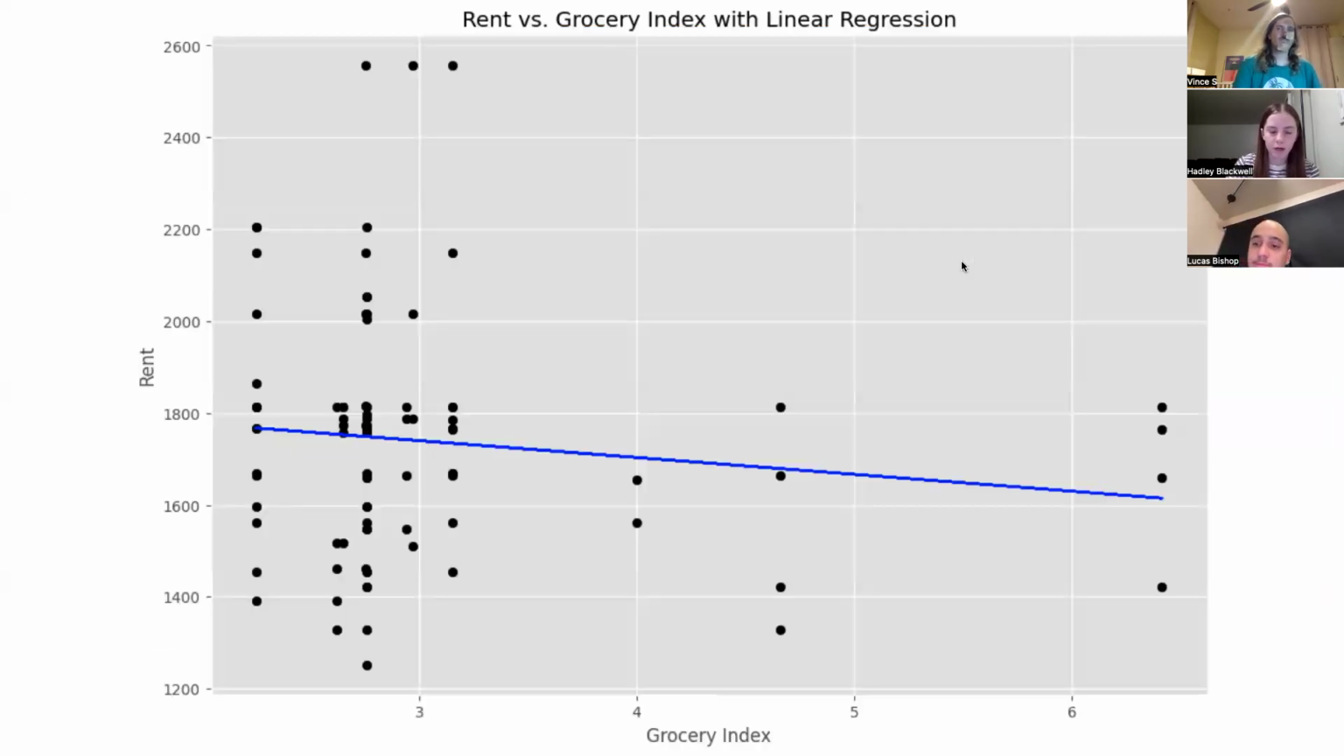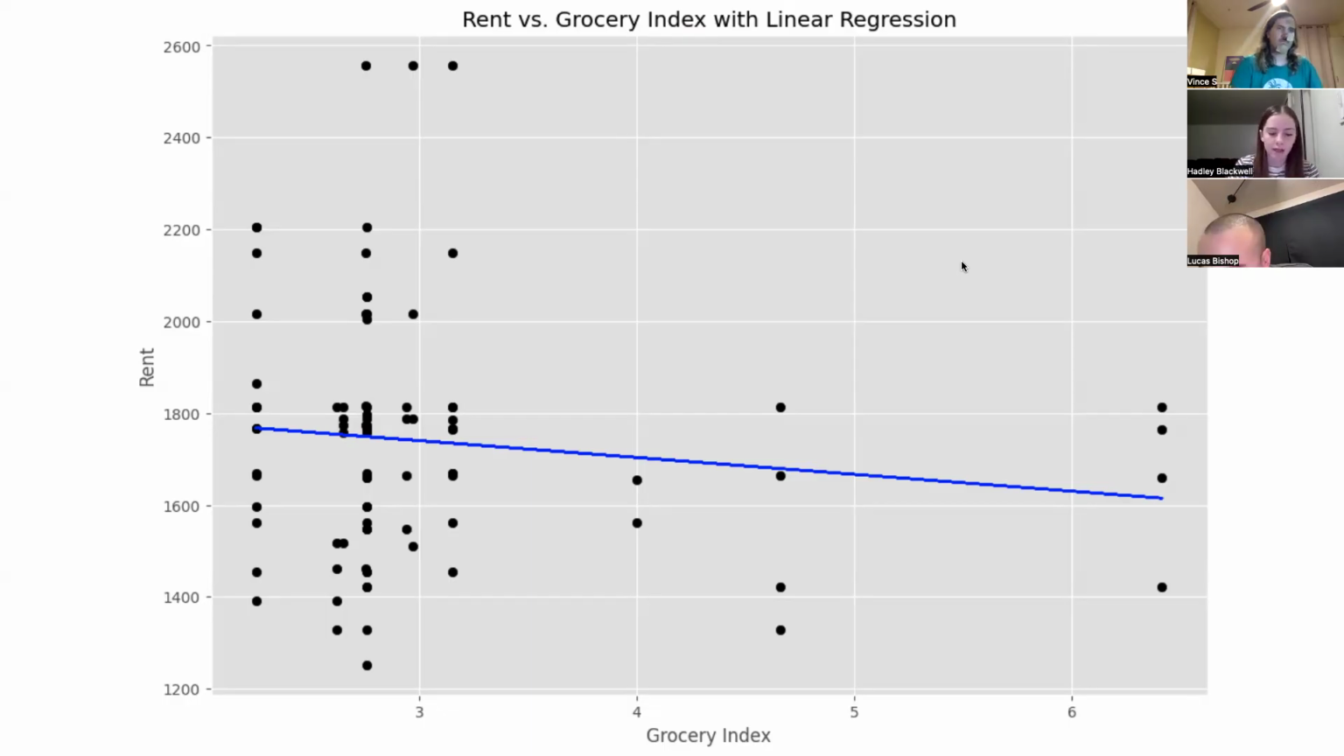So for the linear regression, this is the rent versus grocery index, which shows a pretty weak downward trend, as the rent did not change significantly as grocery prices changed within individual stores.